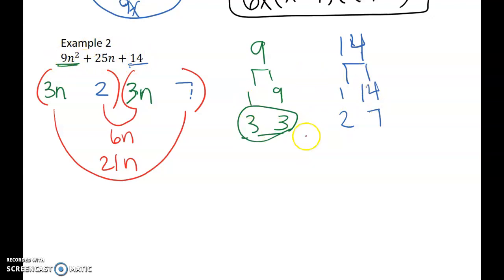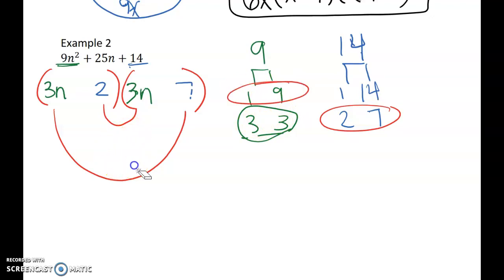So look at this. I have these other options over here, right? I tried 3 and 3 and 2 and 7. So let me try, instead of using 3 and 3, let me try 1 and 9 instead. So it's not these, and it's not 3n and 3n with the 2 and 7. So let's check. Maybe it's 1n.